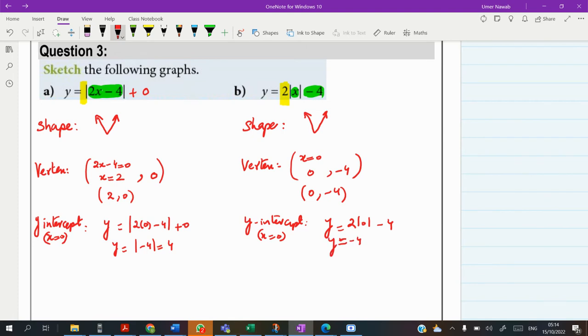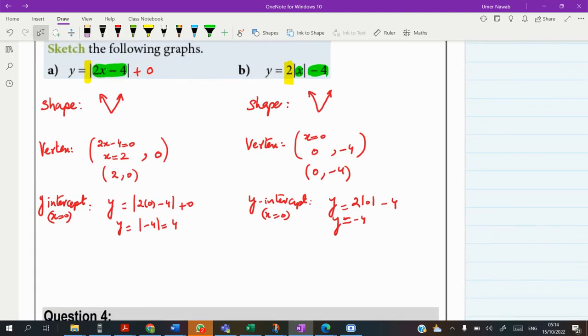We got y is equal to -4. If you want to make your sketch more accurate, you can also find the x-intercept by putting y equal to 0 and then solving this equation. 0 is equal to 2x minus 4, with plus minus sign with a 0. So x is equal to 2. It will give you x is equal to 2. Only one x-intercept it has.